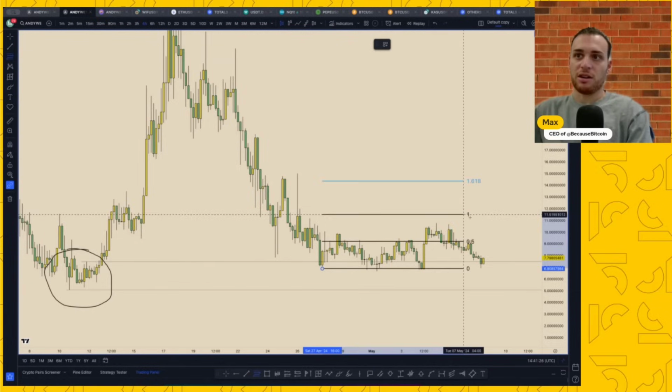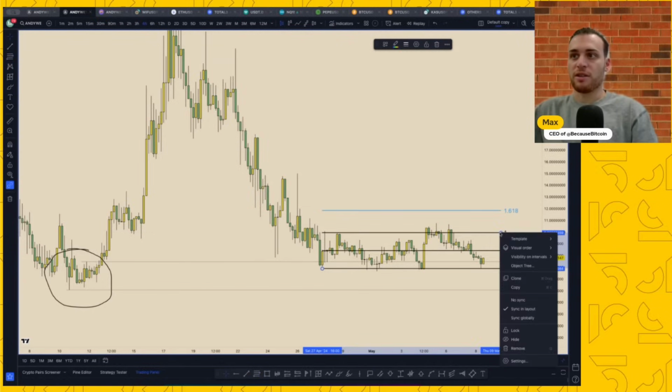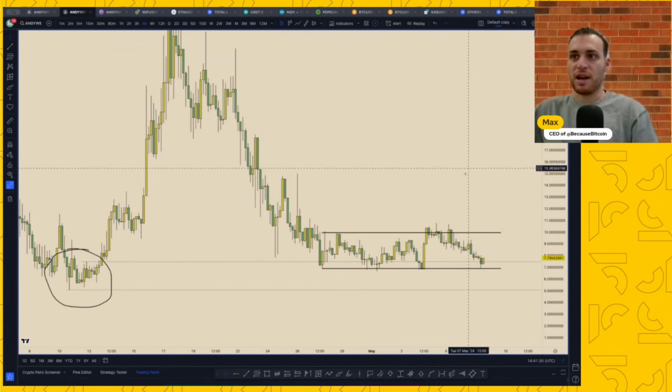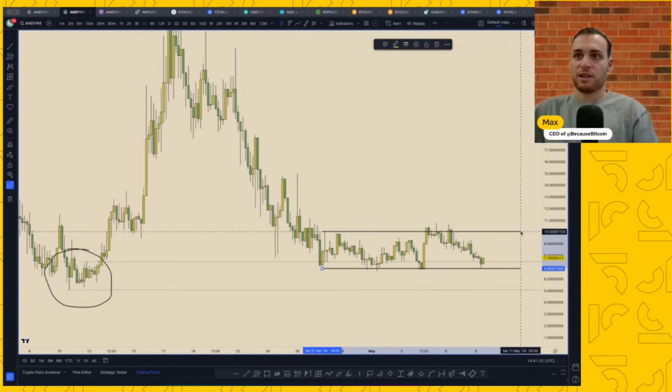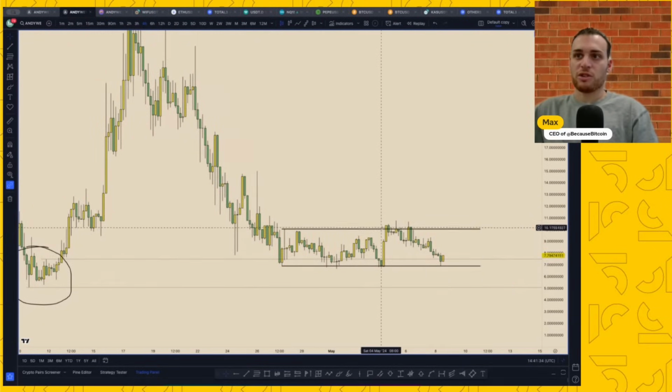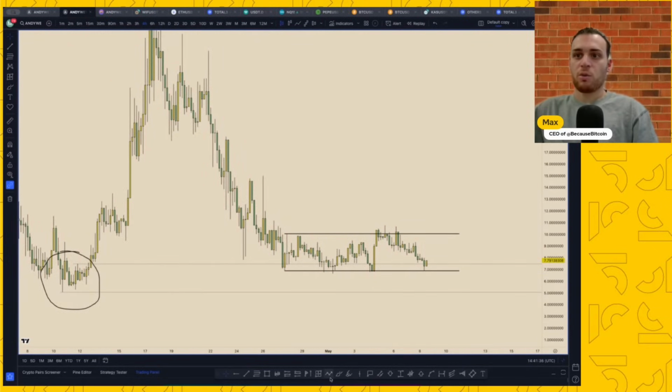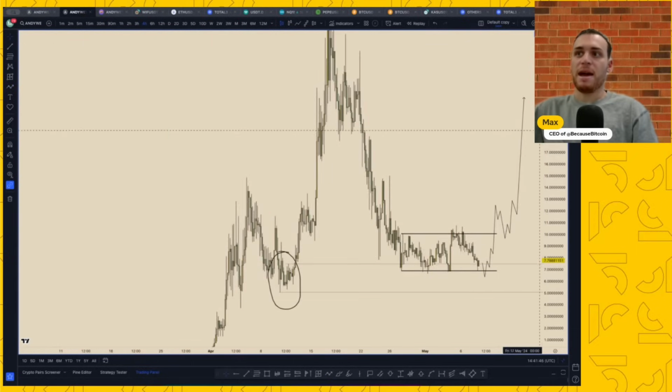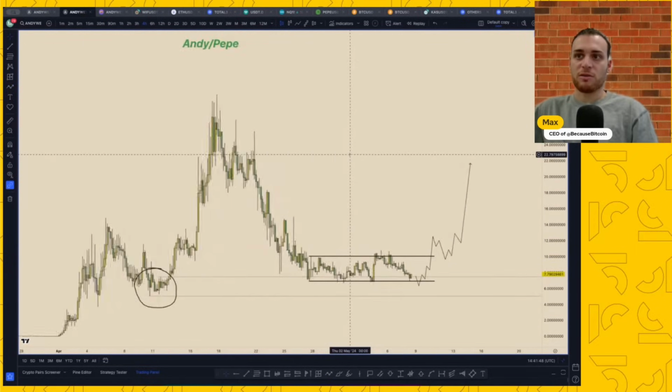We could additionally just draw this as a range right here, and things look totally fine, right? Range low, range high. Ultimately, what I would expect to happen is, if there is maybe a deviation here, whatever, it doesn't have to, it moves up, retests this range high. And then we would want to see, and we would demand, that Andy Pepe begins to move up here.